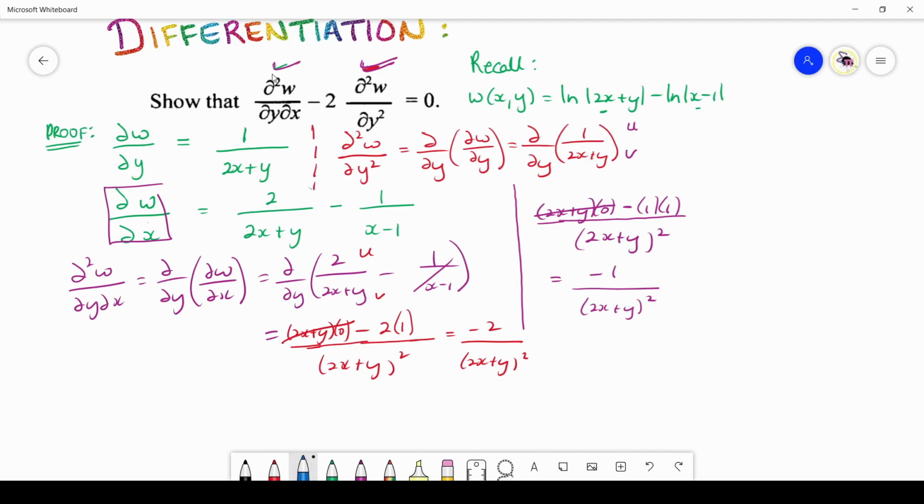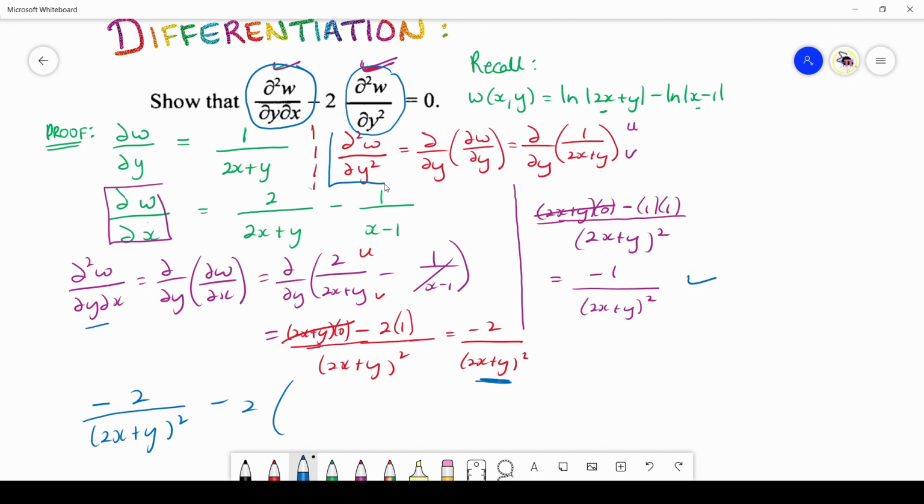All right. So, the question says, this first one here, d2w delta y delta x, which is this here, right? That's negative 2 all over 2x plus y all squared, minus 2 by d2w dy squared. That's this here, right? We started from here and we ended up getting this. That's minus 1 all over 2x plus y all squared, and there is your answer.